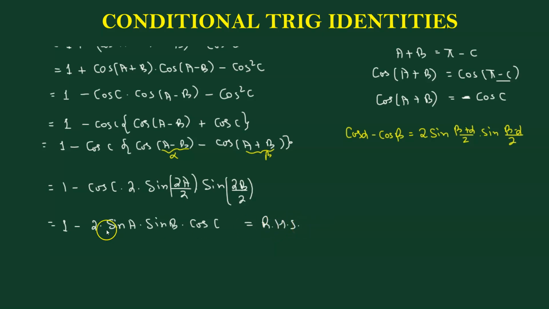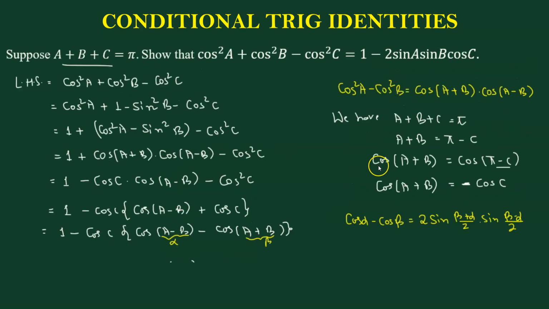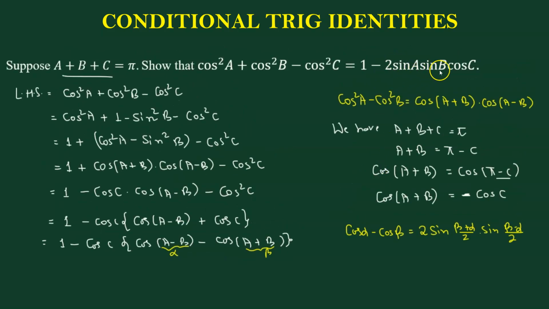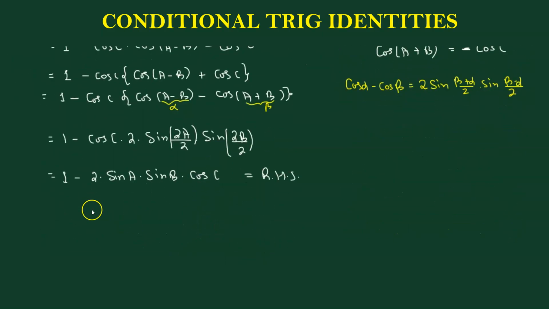Let's verify it. We have 1 minus 2 sine a sine b cosine c, which is 1 minus 2 times sine a sine b cosine c. Thus we have successfully verified that the left hand side equals the right hand side, hence proved.